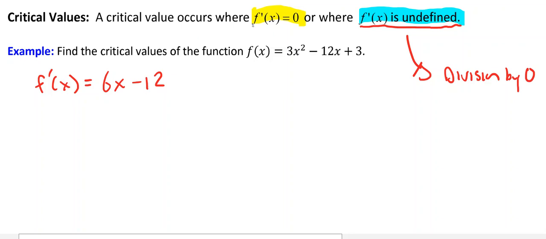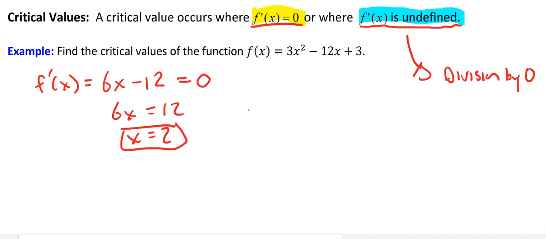So the next thing to do is to look to see where the first derivative is equal to 0. So we simply take this, set it equal to 0. Then we have 6x equals 12, or x equals 2. 2 is the critical value. We have one critical value at x equals 2. And that's all there is to it.